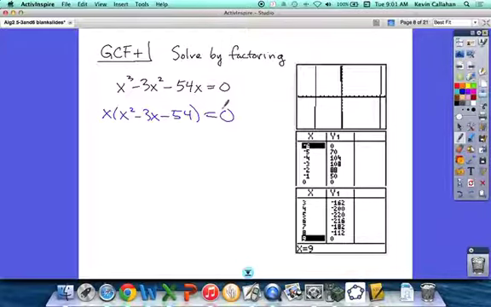Come on. Shouldn't be so hard. What kind of factoring are we going to do inside the parentheses? What is the value of a? Inside the parentheses. Come on. Simple quadratic. So if you can think of factors of negative 54 that add up to negative 3, then you can factor this. And they are x minus 9 times x plus 6.